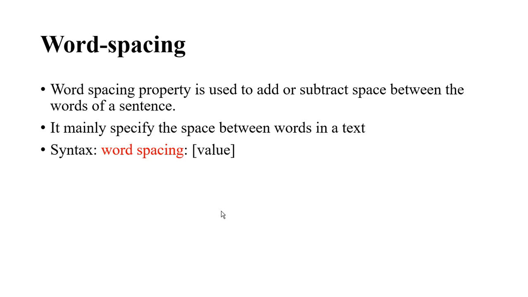Next, word spacing. Word spacing is a property used to add or subtract space between the words of a sentence. It mainly specifies the space between words in a text, and the syntax is word-spacing followed by its value. That's the value you want to give.